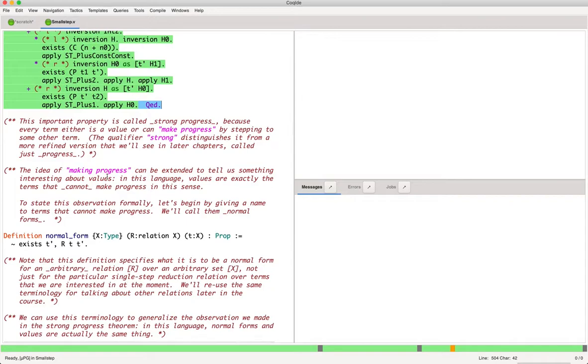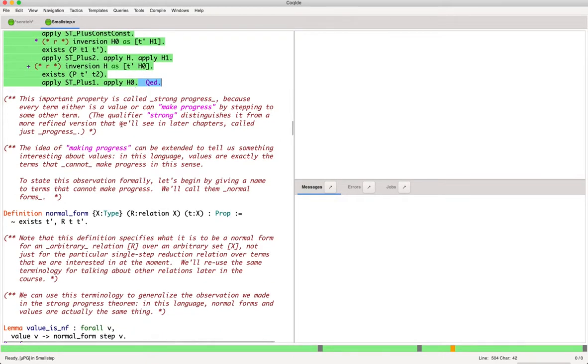Okay, so this is great. Strong progress is quite a powerful property to have of a language. Not all languages have that property. And it leads naturally to this notion of a normal form, which is something that can't be evaluated further, basically.